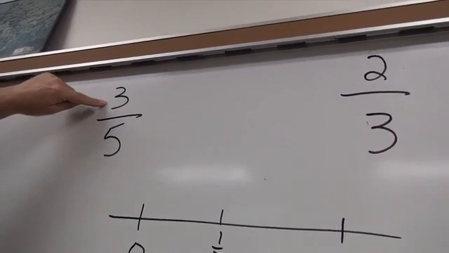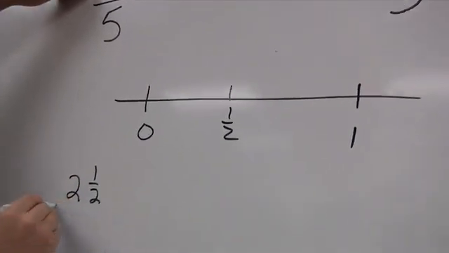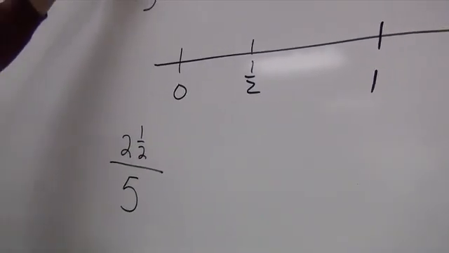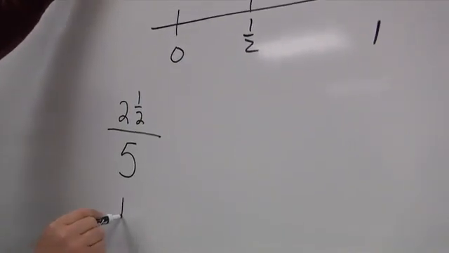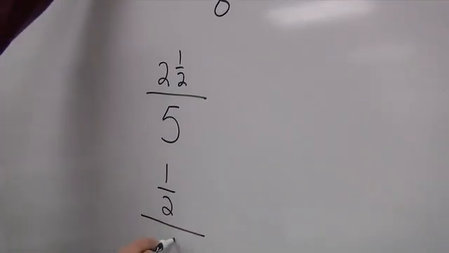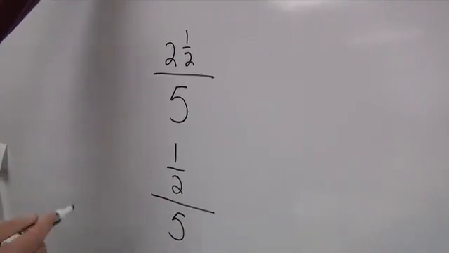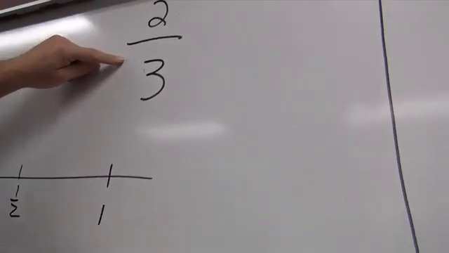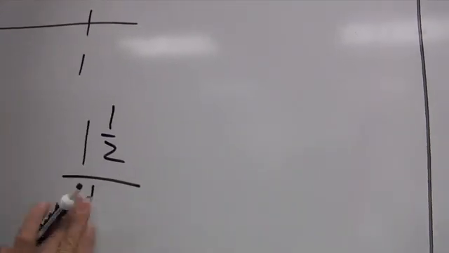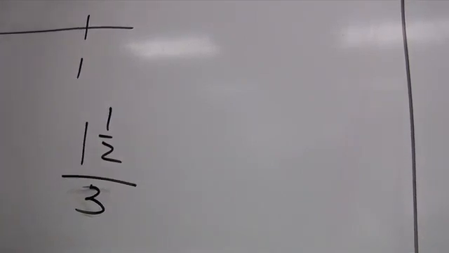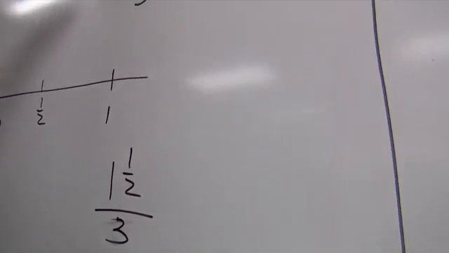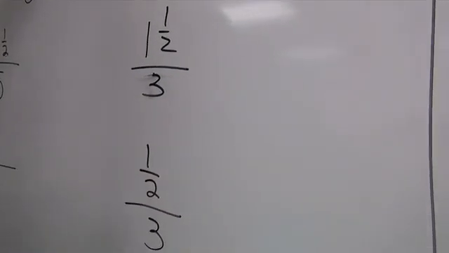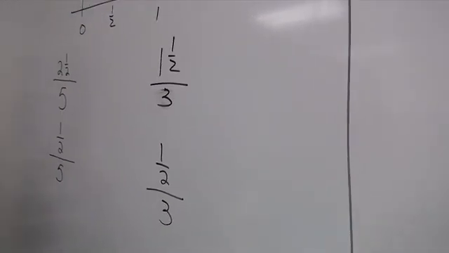They said, okay, let's look at that. It would take 2.5 copies of 1/5 to put me exactly at 1/2. We have 3 copies of 1/5. That means we're 1/2 of a copy of 1/5 away from a half, greater than a half. Over here, it would take 1.5 copies of 1/3 to reach the halfway point, and we have 2 copies of 1/3. So again, we're 1/2 of a copy of 1/3 away from being at 1/2.